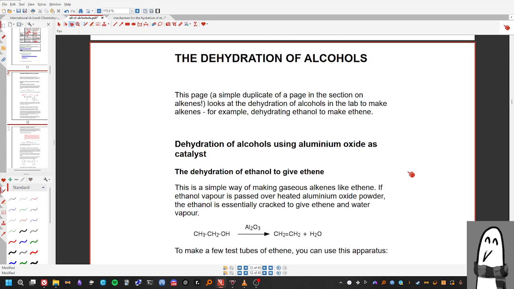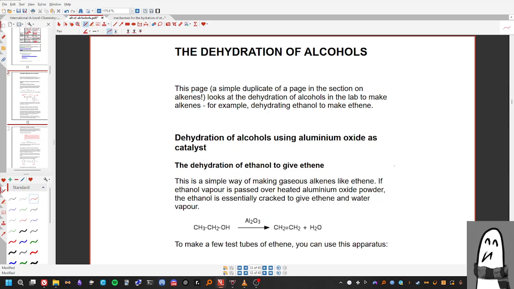So yeah, that's it. Now going on to dehydration of alcohols. These are based on the more important reactions of alcohols, so these are pretty important. And you're going to be making some cool products here if I'm not wrong.